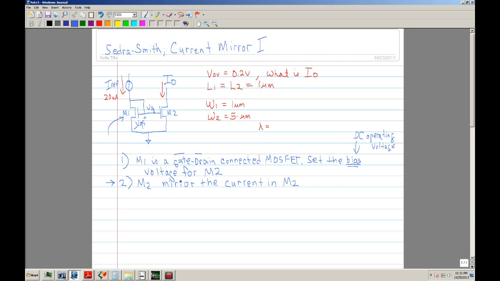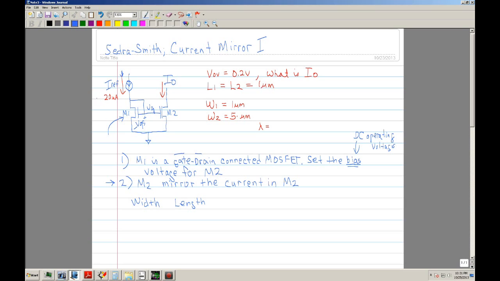If these two MOSFETs, M1 and M2, are equal, meaning they have the same width and also the same length, then whatever current is flowing on the gate-drain side MOSFET is going to get copied or mirrored on the M2 side.